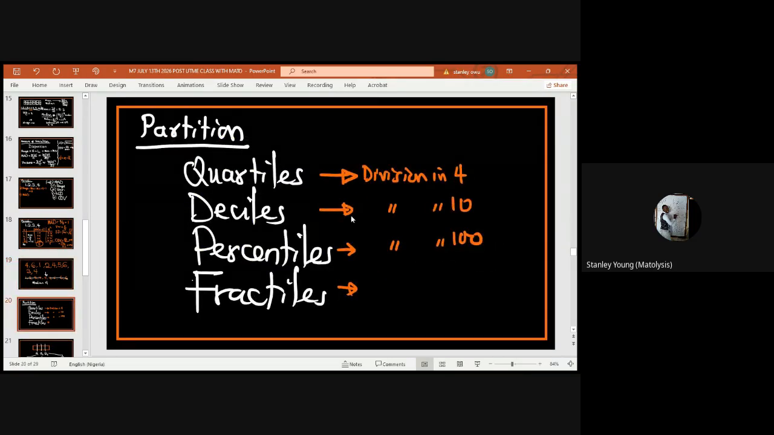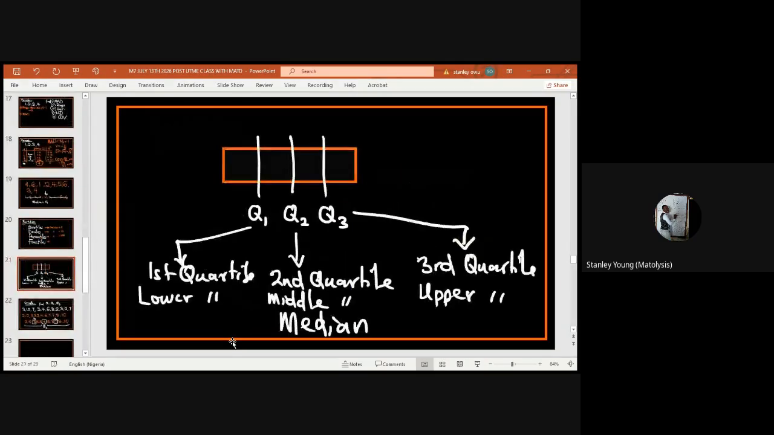Then I talked about quartiles, partitions generally. Measures of partition can be quartiles, deciles, percentiles, and fractiles. To get quartiles, you divide information into 4 equal places. To get deciles, you divide them into 10 equal places. To get percentiles, you divide it into 100 equal places. I gave an example with quartiles.